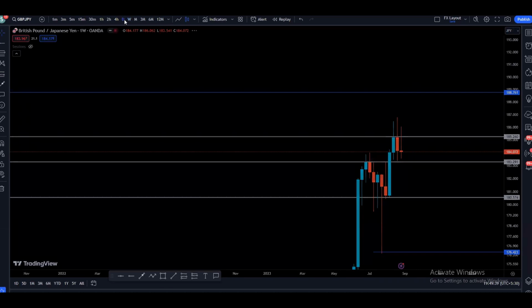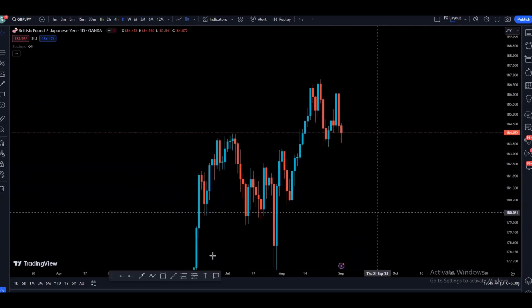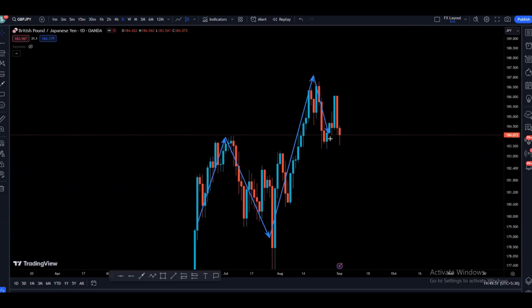Now let's go to the daily time frame to find out more details. The weekly and daily time frame is also very bullish, because we are making higher highs and higher lows. As we can see, we created a high, a higher low, a higher high, and right now the price created this support. So basically we are bullish because we are making higher highs and higher lows.